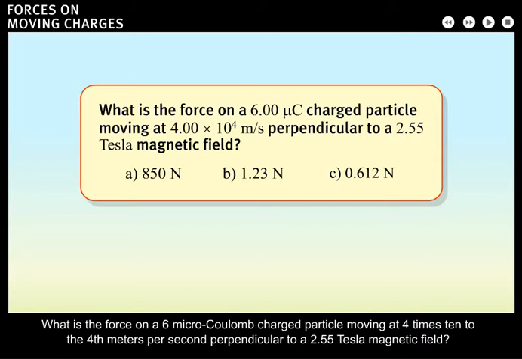What is the force on a 6 microcoulomb charged particle moving at 4 times 10 to the 4th meters per second perpendicular to a 2.55 Tesla magnetic field? Correct.